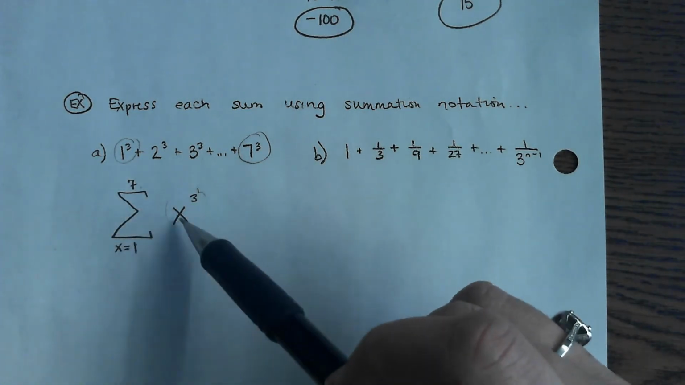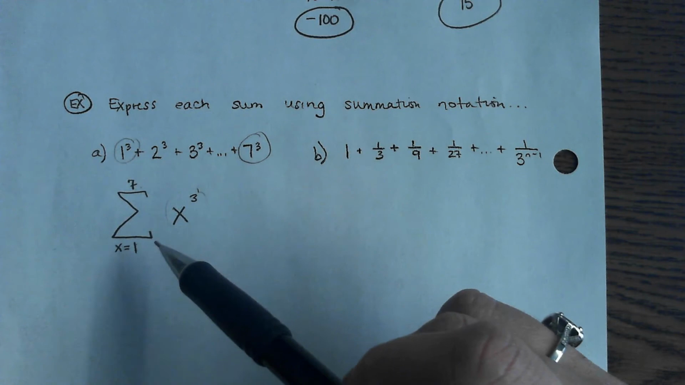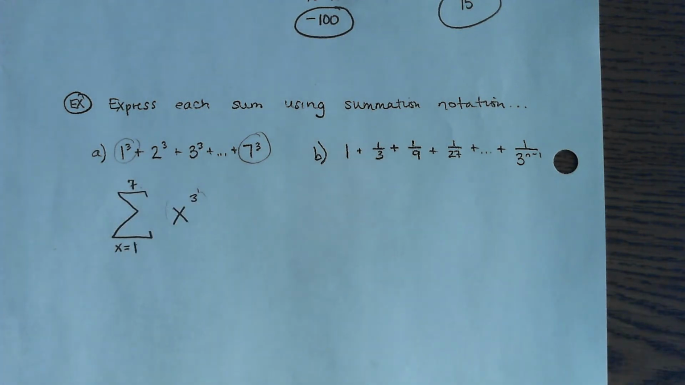You plug in a 1, 1 cubed. Plug in a 2, 2 cubed. Plug in a 3, 3 cubed. And yes, it appears that way. Okay?